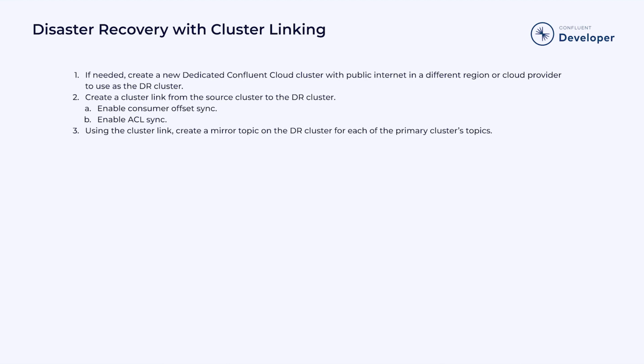Now you can create a mirror topic on the disaster recovery cluster for each of the primary cluster's topics. If you only want disaster recovery for a subset of the topics, then only create a mirror topic for that subset. The last step is enabling auto-create mirror topics, which will automatically create a mirror topic on the disaster recovery cluster as new topics are created. If you only need disaster recovery for a subset of topics, you can scope auto-create mirror topics by topic prefixes or specific topic names. That's it. You now have a disaster recovery cluster that mirrors your main cluster.